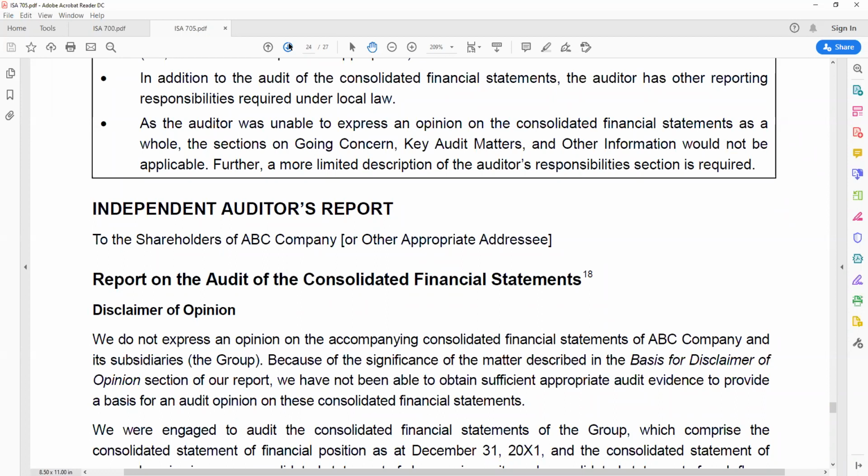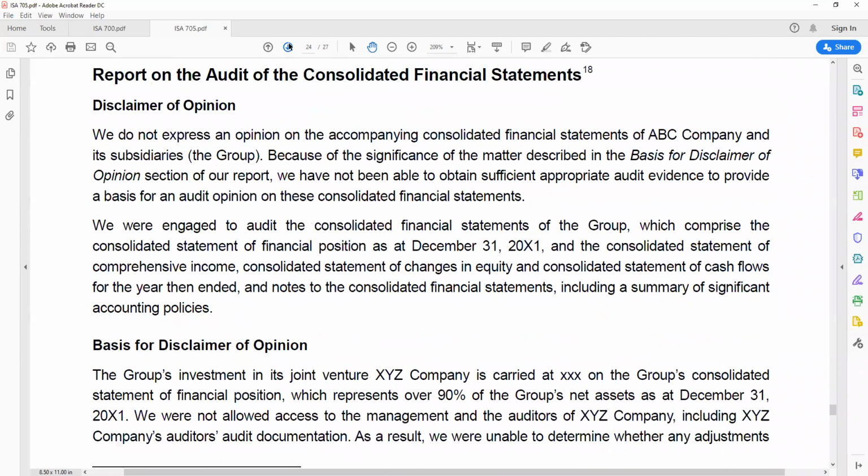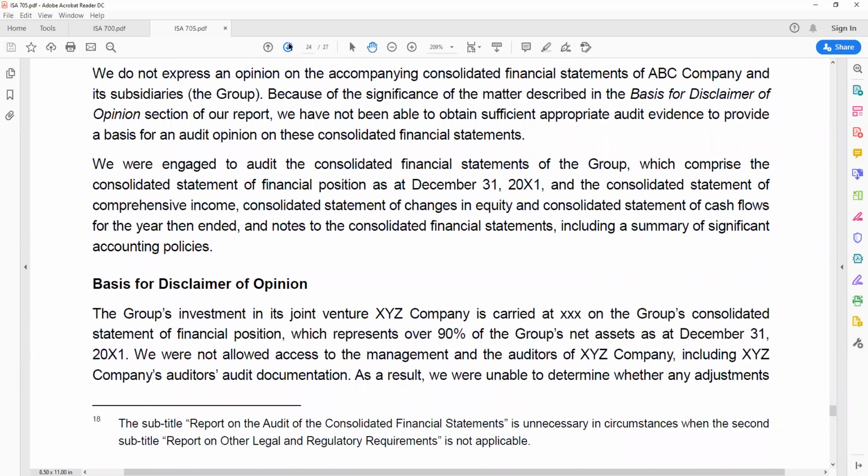For example, the management refused to acknowledge their responsibility for the preparation of the financial statements, or maybe the management themselves did not prepare those accounts and they were done by someone else. Let's see what, in this context, led to the disclaimer of opinion for this particular company. Let's go through the basis for the disclaimer of opinion.